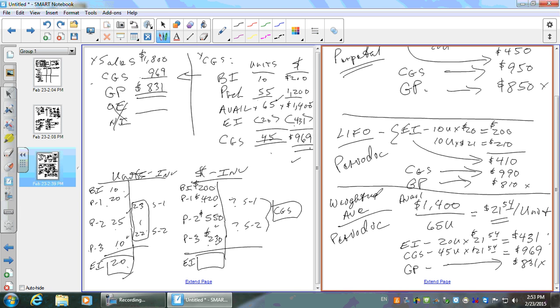Yes, sir. So could you have just added 400 to your ending inventory and got your gross profit for all three of those? Let's think about that. Add 400 to the ending inventory. Mathematically, does that make sense? That's only because the beginning inventory was the same in all of them.